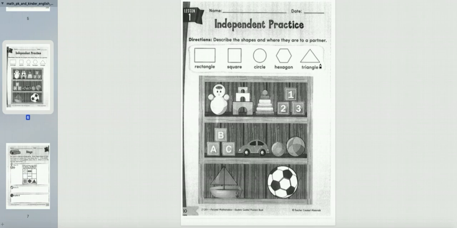Our last shape is a triangle. Do you see any triangles? Yes, right here and right here. Can you describe the location of the triangle in the boat? Yes, the triangle is below the letter blocks. Good job.